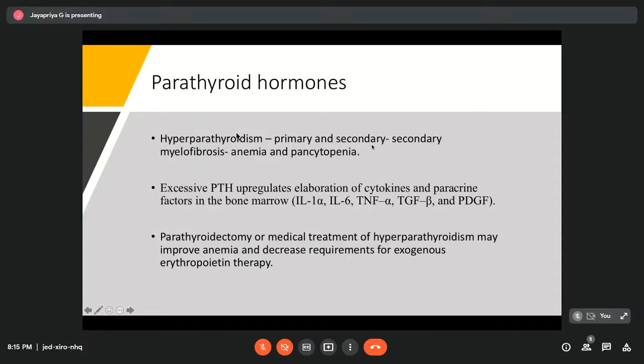This secondary hyperparathyroidism is a common complication of chronic kidney disease. So that is also one of the reasons for anemia in chronic kidney disease. In these conditions, if you medically treat the hyperparathyroidism or if a parathyroidectomy is done, anemia will improve.